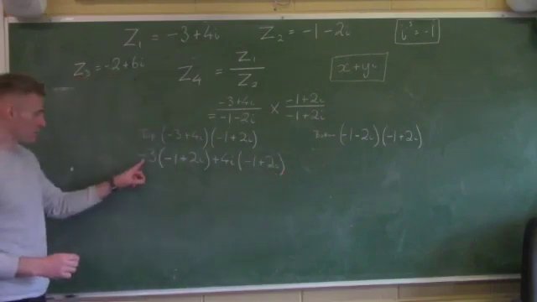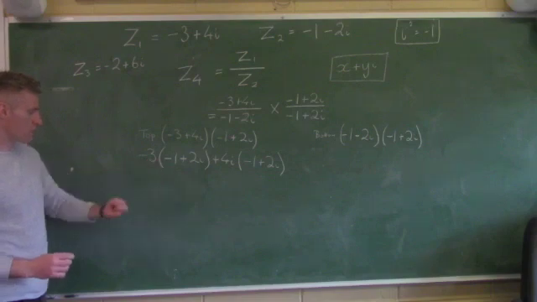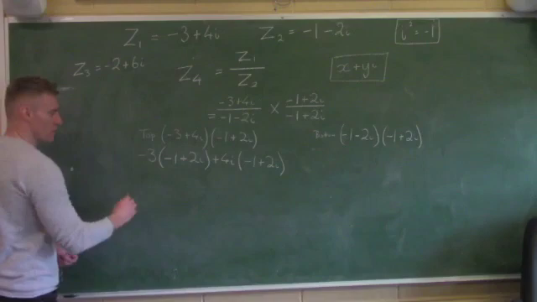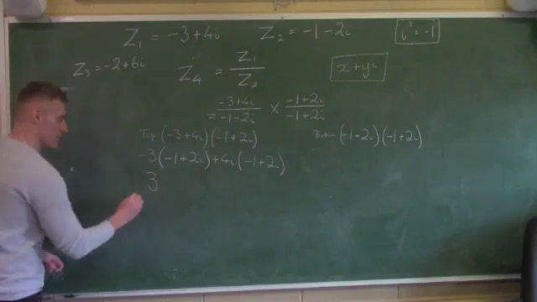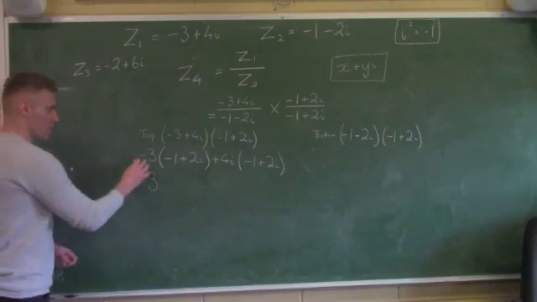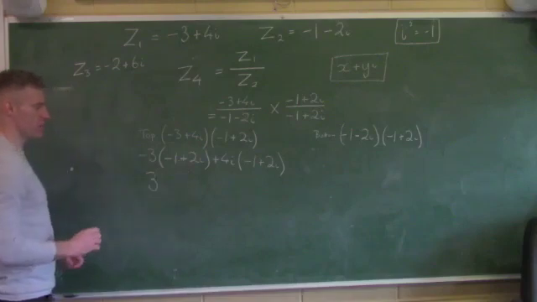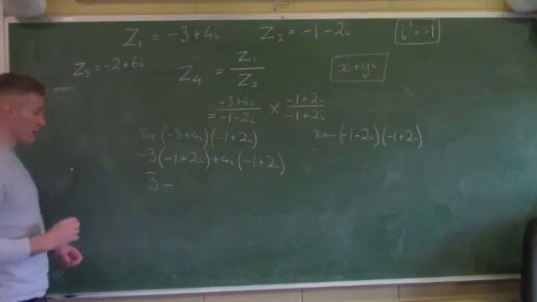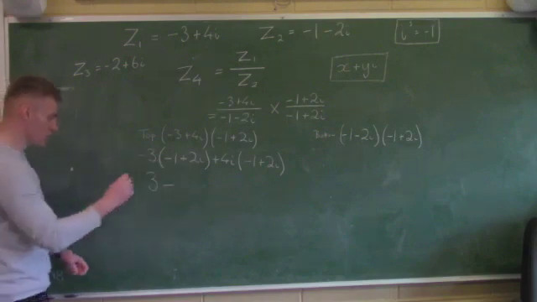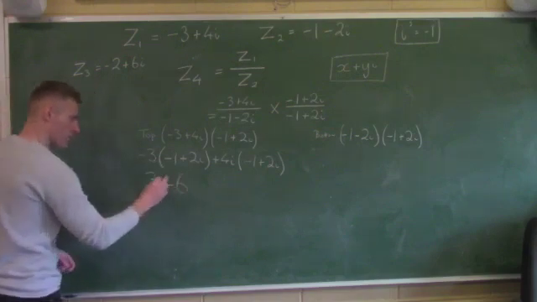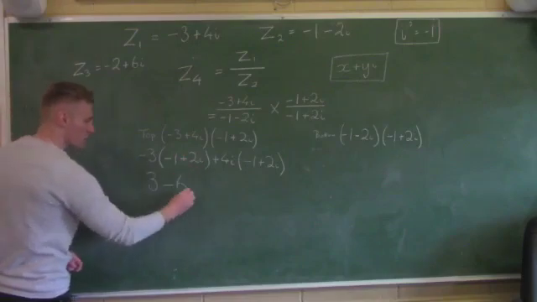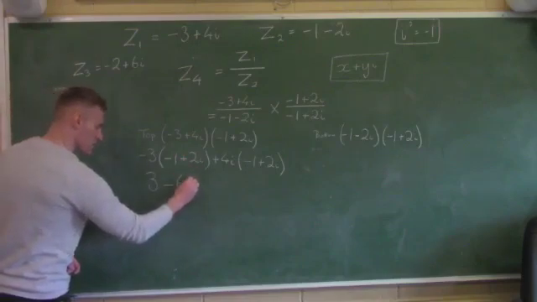Okay, multiplying out. Minus 3 by minus 1. Minus by a minus is a plus. 3 by 1 will give me 3. Minus by a positive is going to give me a negative. 3 by 2 would give me 6. Don't forget it's not 2, it's 2i, so 3 by 2i gives me minus 6i.